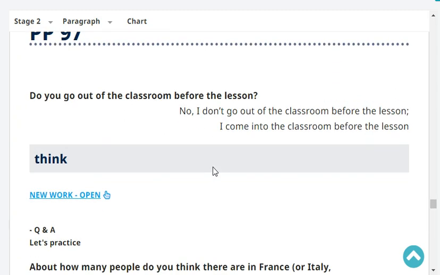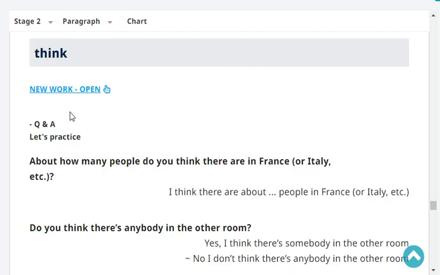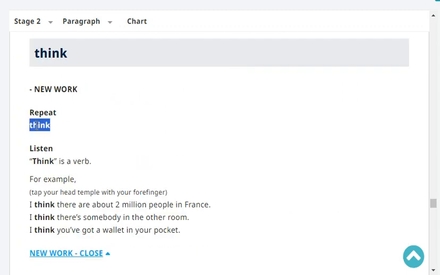Okay, do you go out of the classroom before the lesson? Do you go out of the classroom after the lesson? No, I don't go out of the classroom before the lesson. I come into the classroom before the lesson. Very good. Next, repeat. Think. Very good.